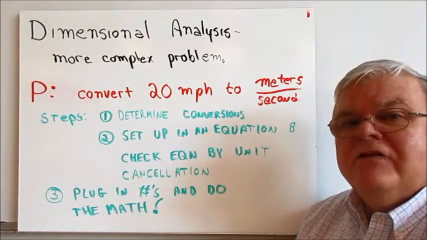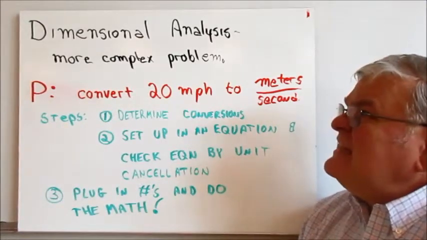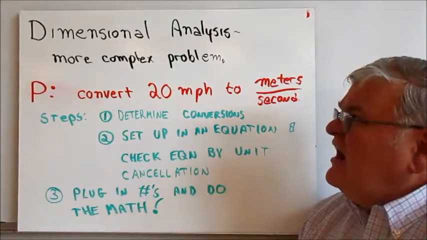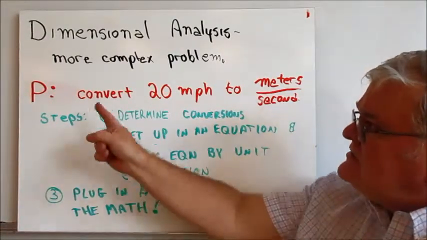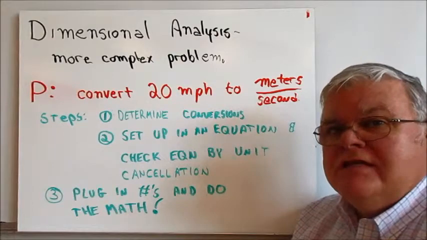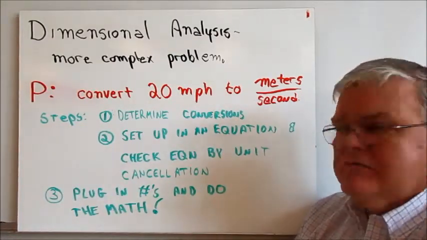Hello again, time for another episode of Physics with Mr. C. Today we're going to look at dimensional analysis on a more complex problem than we have in the past. In this case, we're going to try to convert 20 miles per hour into meters per second.